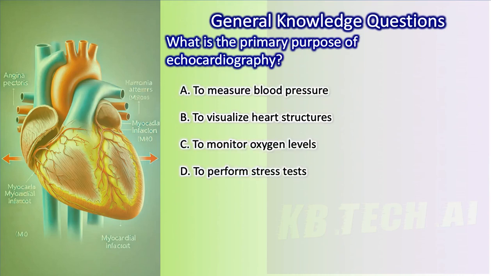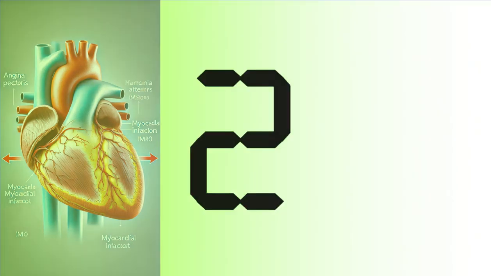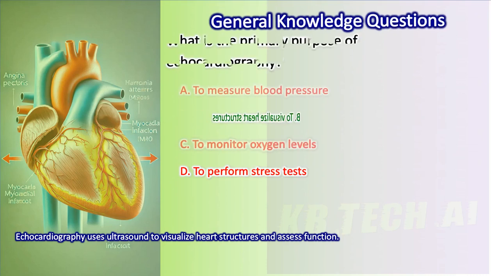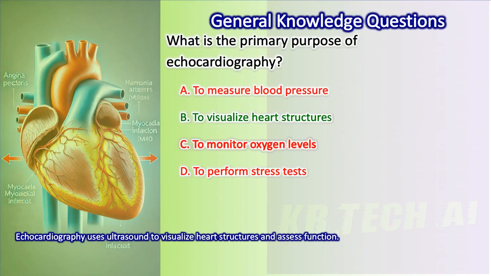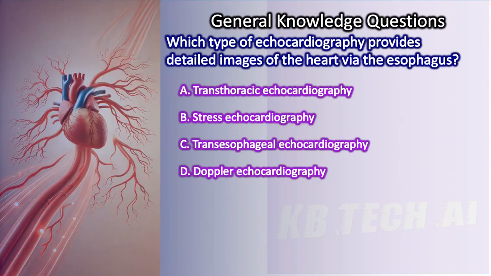What is the primary purpose of echocardiography? Option 1. To measure blood pressure. Option 2. To visualize heart structures. Option 3. To monitor oxygen levels. Option 4. To perform stress tests. The answer is Option 2. To visualize heart structures.